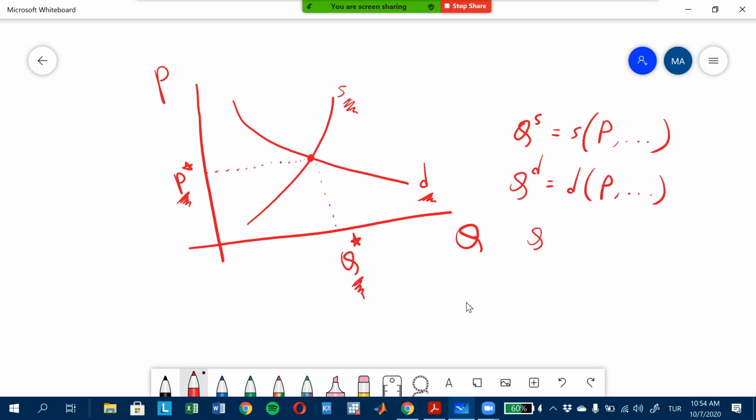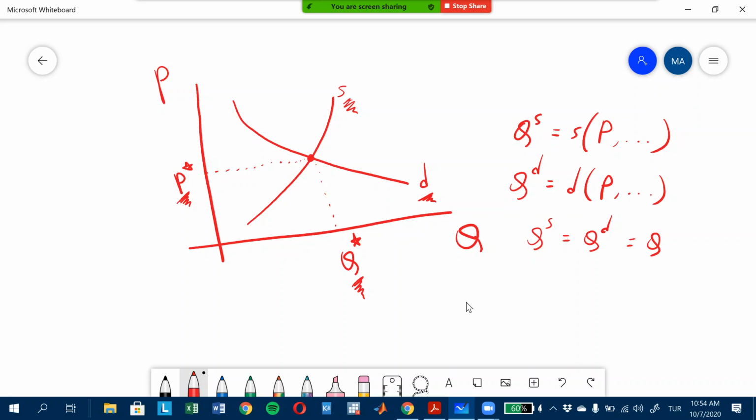And then in equilibrium, the market is going to clear, right? So this is a very simple static market model. What we see here is that if there is a price level P star and a quantity level Q star that equates quantity supplied to quantity demanded in an industry or in a market, then we call these things equilibrium price and equilibrium quantity.